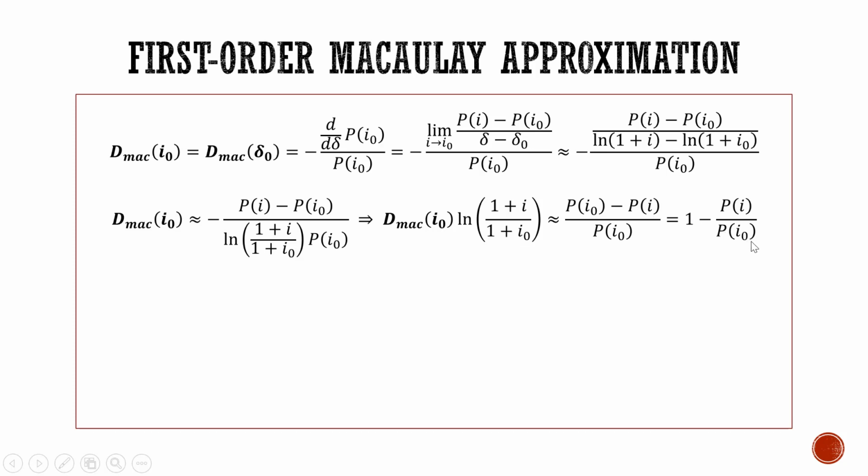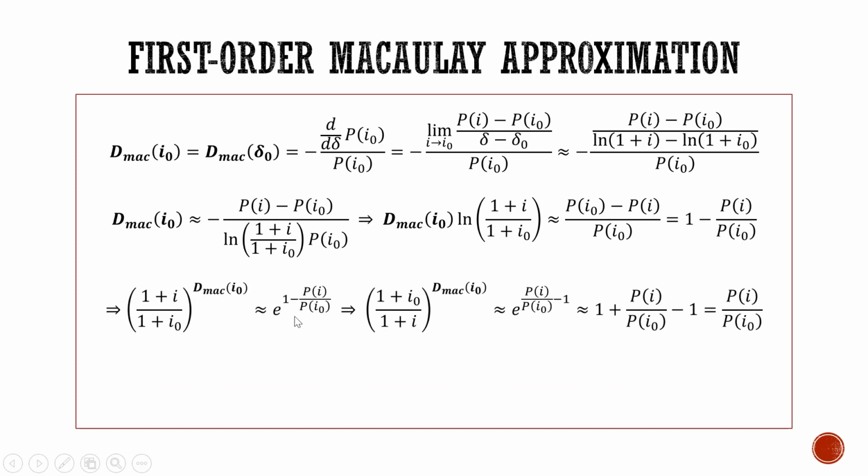Next, we are going to use the property of exponents. Remember the power rule, r times natural log of a is equal to natural log of a to the r. So the left hand side right here is the same as natural log of 1 plus i over 1 plus i naught to the d mac at i naught. And to get rid of the natural log, we take the exponential on both sides.